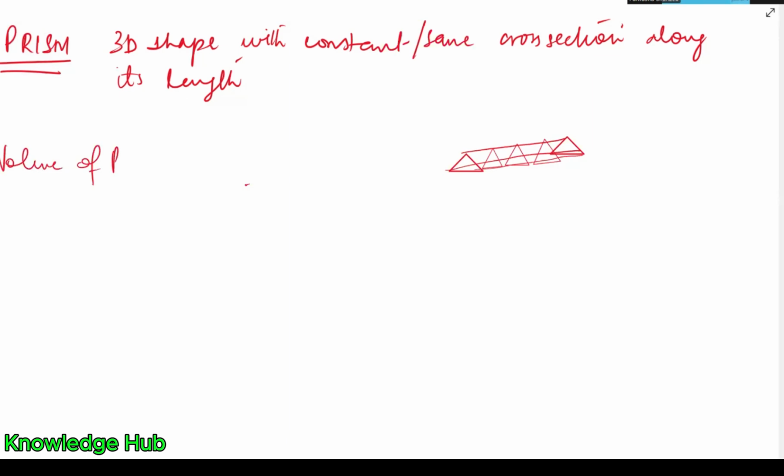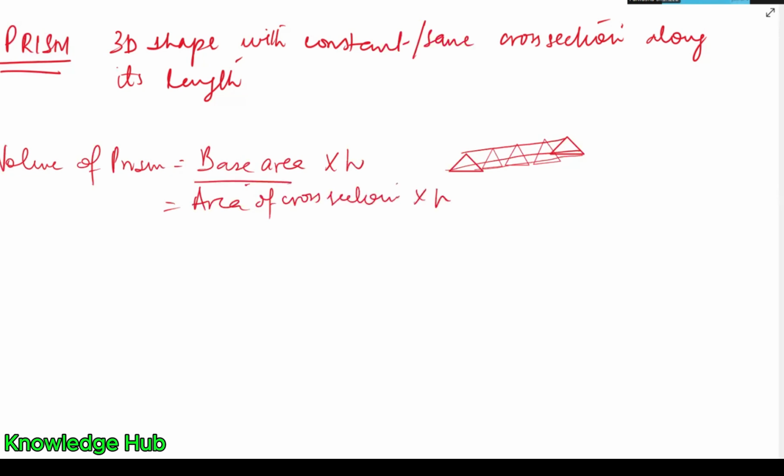The volume of a prism is base area times height, or you can say area of cross section times height. Some people say base area, some say area of cross section. It's the same. If you are able to identify the cross section, it's very easy to find the volume. Here the cross section is a triangle, and the area of a triangle is half times base times height.